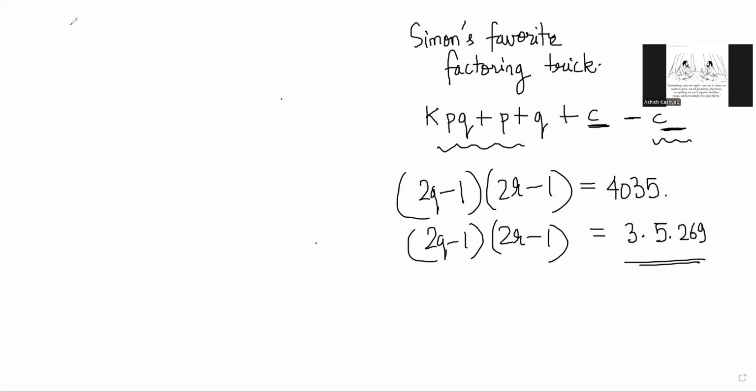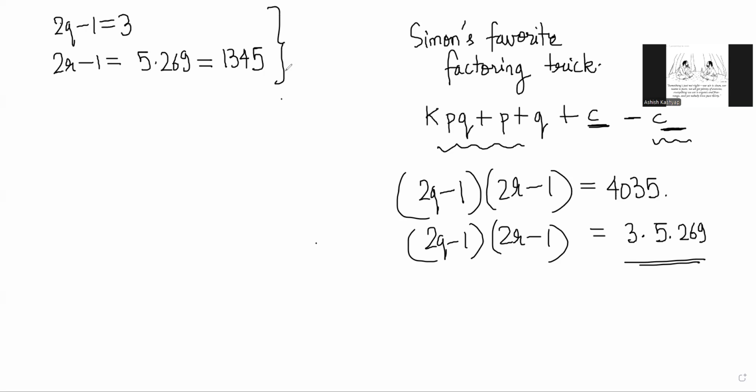So what I will do is, you can take the case where 2Q minus 1 is 3, and 2R minus 1 is 5 times 269, which is basically 1345. So this is one possibility. And from here, you get Q is coming out to be 2 and R is coming out to be 1346 by 2. So that is 673, right?